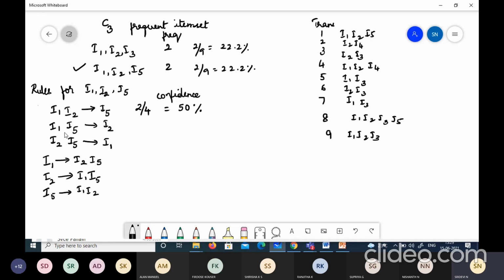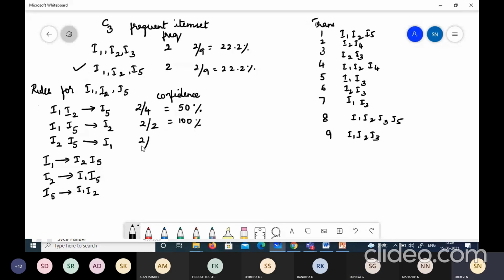The same way, I1, I5, I2 is nothing but 2. We have just rearranged this. So it is 2 again divided by I1, I5. What's the frequency of I1, I5? Just check your C2 table and tell me. Yes, 2. So confidence is 100%.